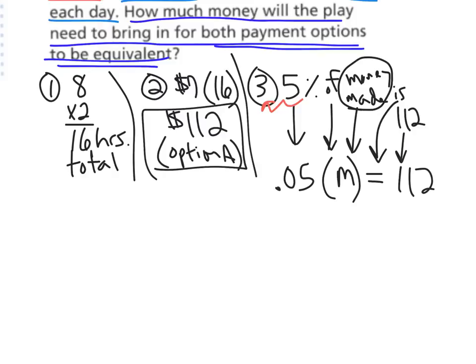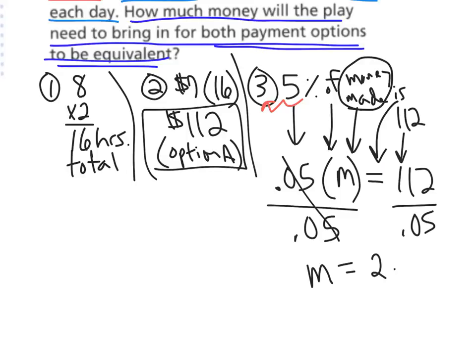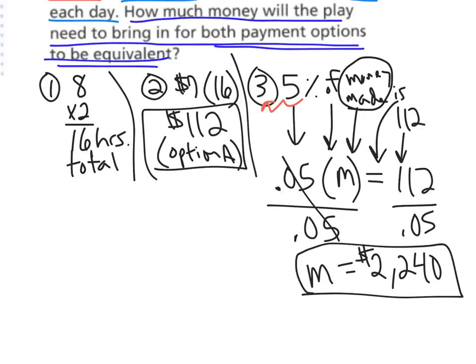And then once we got our equation set up, you can see the variables being multiplied. So if we divide by 0.05 on both sides, that would be $2,240 that the play would have to bring in for both of the options to be equivalent. So if the play makes less than that, then she would actually be better off with the hourly wage. If the play brings in more than that, she would be better off getting the commission. So it just kind of depends on the situation there.